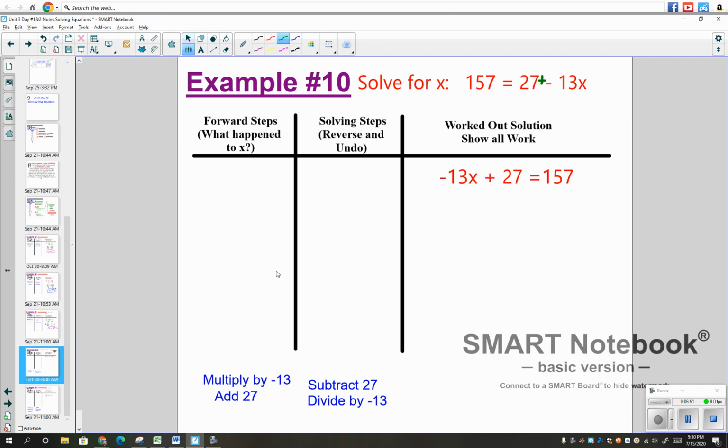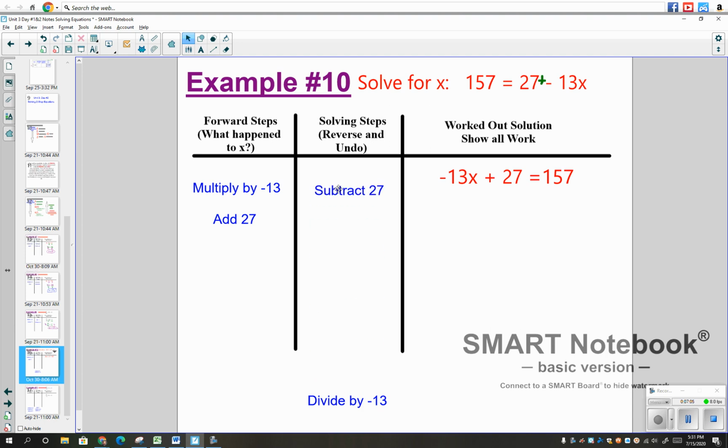So what's happening to x? Starting out by multiplying by negative 13, and then I'm adding 27. So to reverse and undo, go in reverse order, starting at the bottom. How do I undo adding 27? Subtract 27. How do I undo multiplying by negative 13? I'm going to divide by negative 13. So as I solve here, start out, subtract 27.